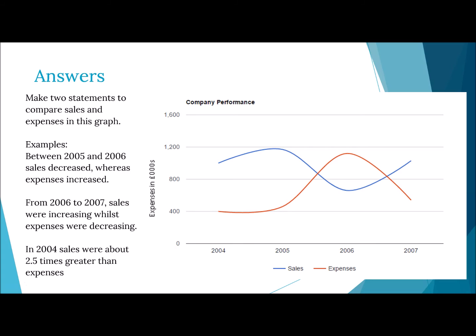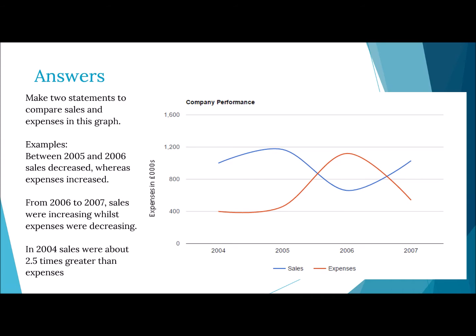My first example: between 2005 and 2006, sales decreased, whereas expenses increased. My second statement: from 2006 to 2007, sales were increasing, whilst expenses were decreasing. And then when we're looking at the numbers, in 2004, sales were about 2.5 times greater than expenses. So I've used a little bit of knowledge of the numbers from this point to this point to say this point is about 2.5 times greater than this point. There are quite a few other things you could have said, or said in slightly different ways. The key is that you use comparison words and you mention both sales and expenses in each of your statements.